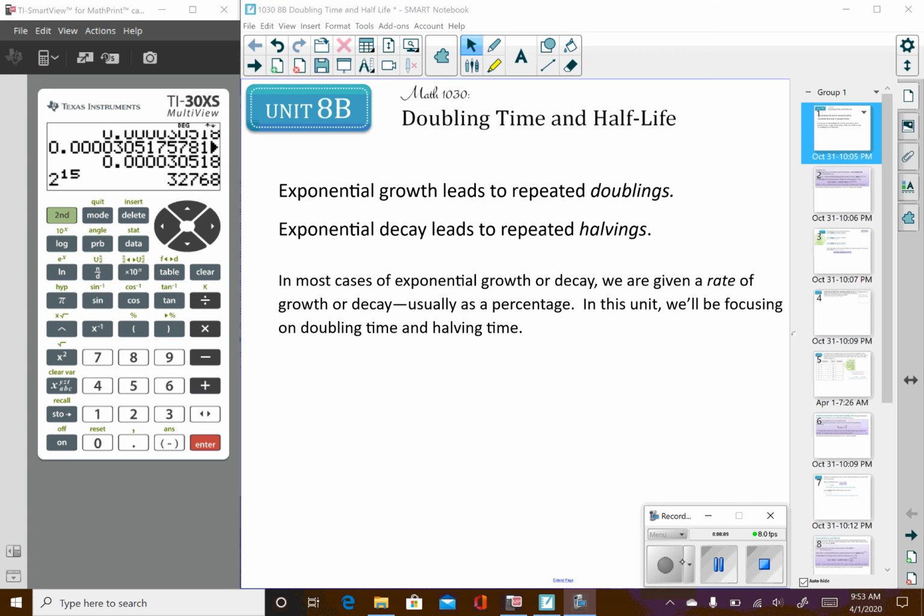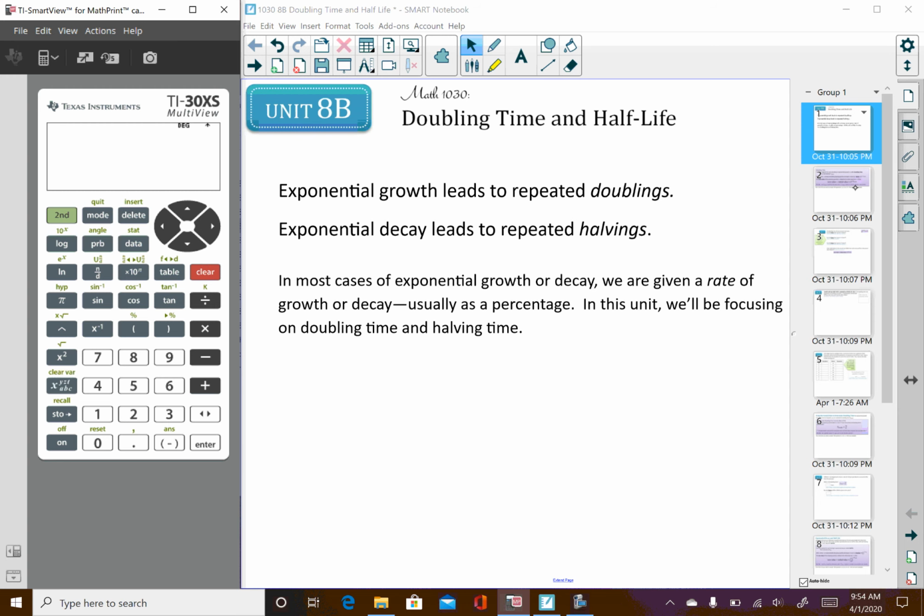We're going to be talking about doubling time and half-life. So exponential growth leads to repeated doublings, like with the penny. It doubled to 2 pennies, then it doubled to 4 pennies, then it doubled to 8 pennies. And exponential decay leads to repeated halving. That's the amount being cut in half over and over again. So we're going to be focusing today on doubling time and half-life, or the amount of time it takes to cut the amount in half.